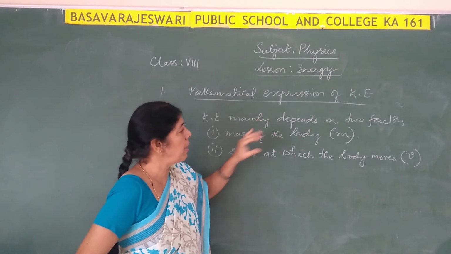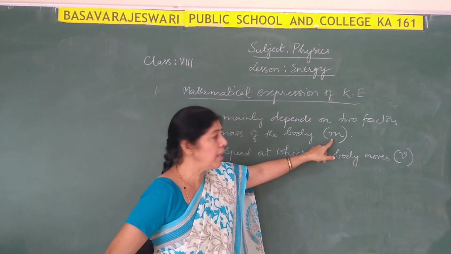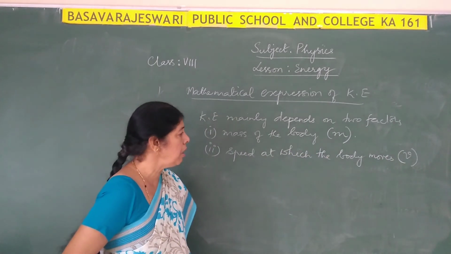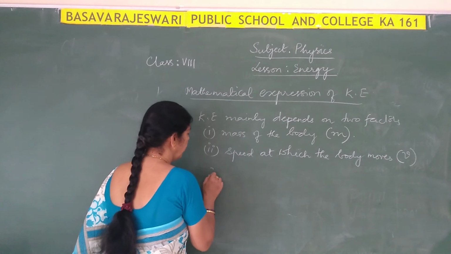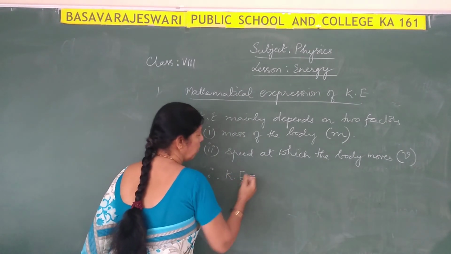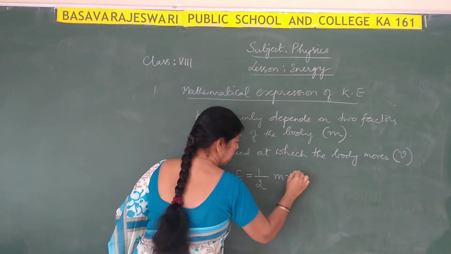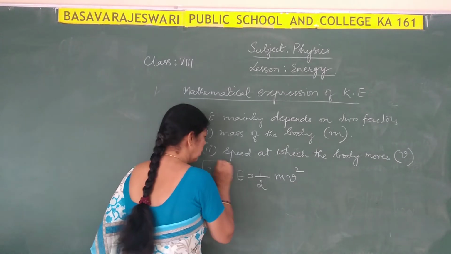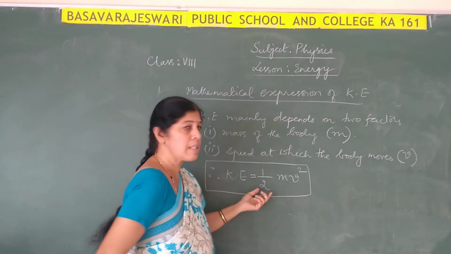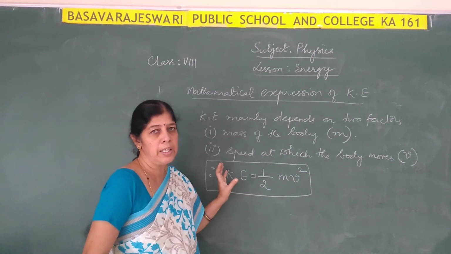Now kinetic energy mainly depends on two factors. What is the first factor? It is the mass of the body, and the second factor is the speed at which the body moves. Therefore, kinetic energy will be equal to half m v square. Now, in this formula you can observe I have written a constant, that is half. Of course, you don't have the derivation of this kinetic energy.